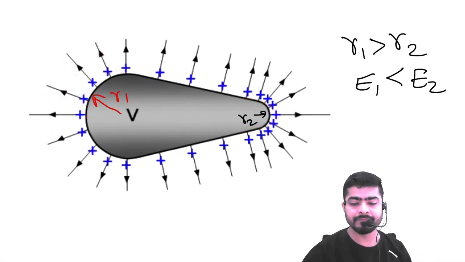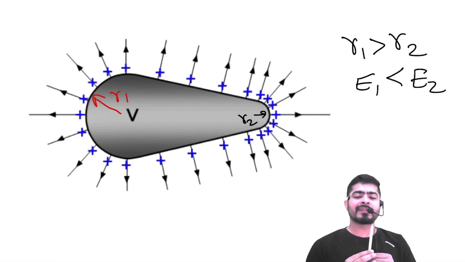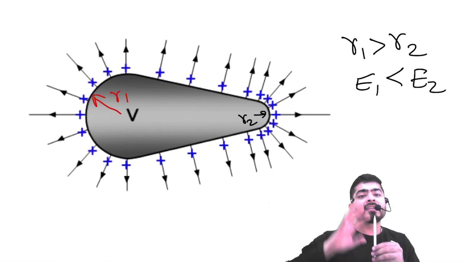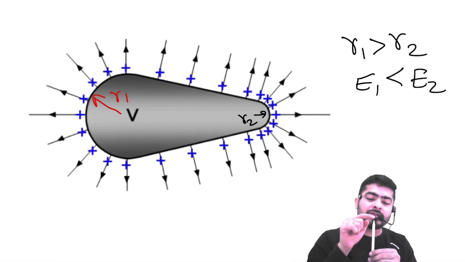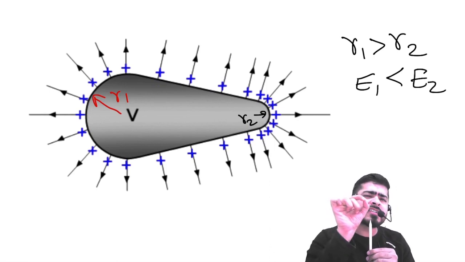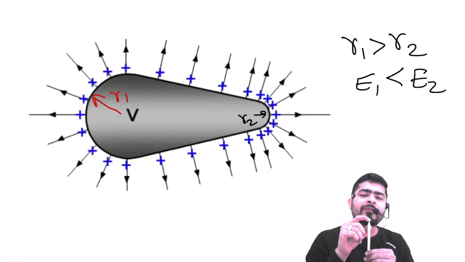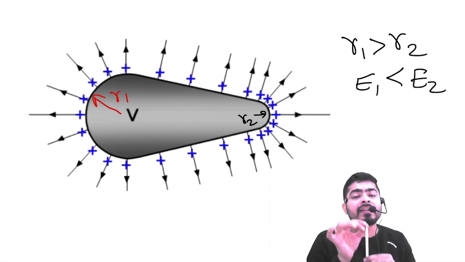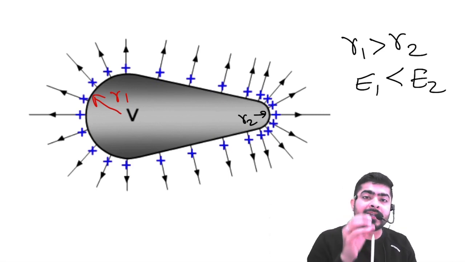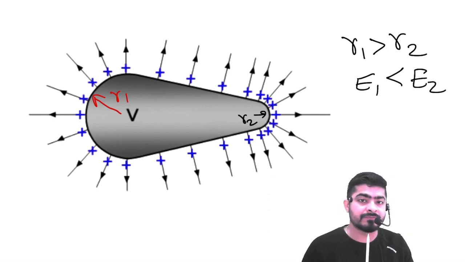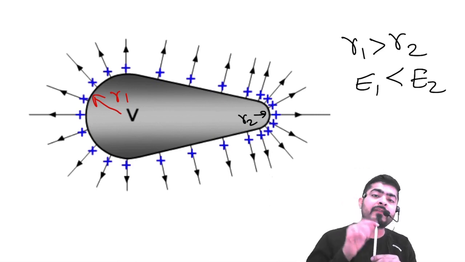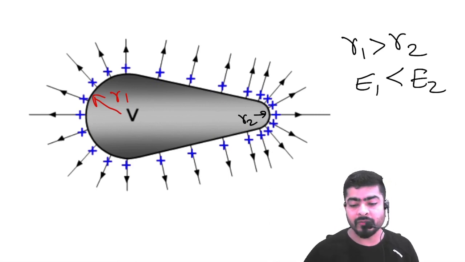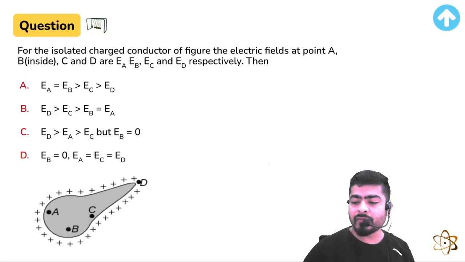For example, if you take an object like this, this is a pen. Assume that this pen was a conductor. The tip of the pen has a very small radius, so the electric field at this tip will be very high. So high that it can cause dielectric breakdown of the air molecules. I hope you remember the concept of dielectric breakdown. So the tip will cause dielectric breakdown of the air molecules. Alright, let's continue.